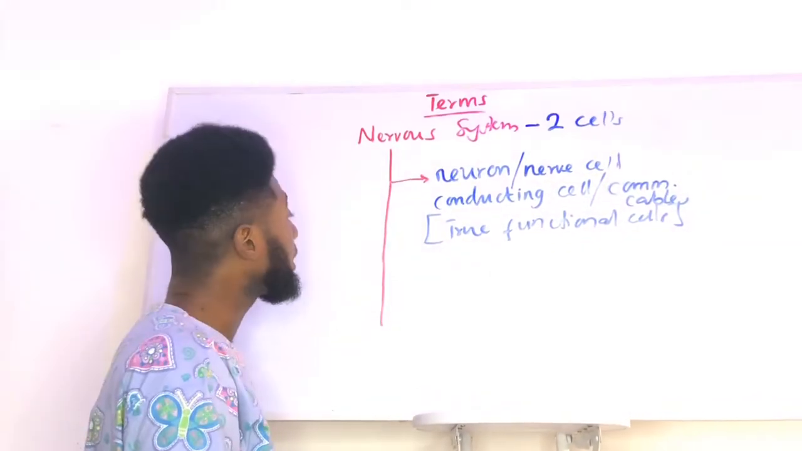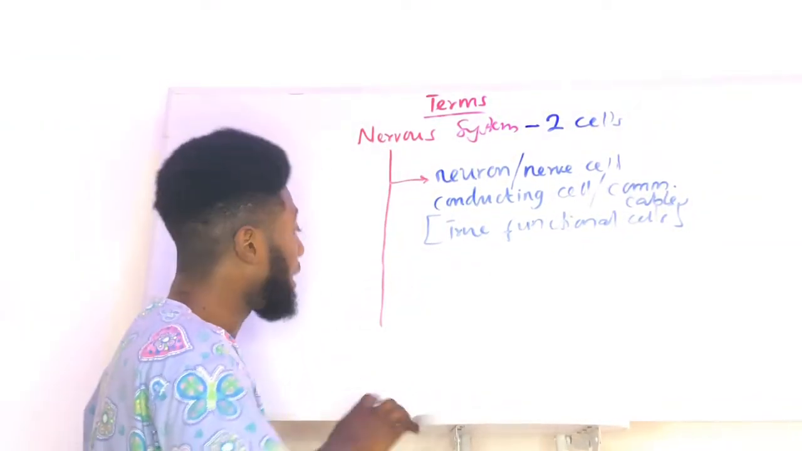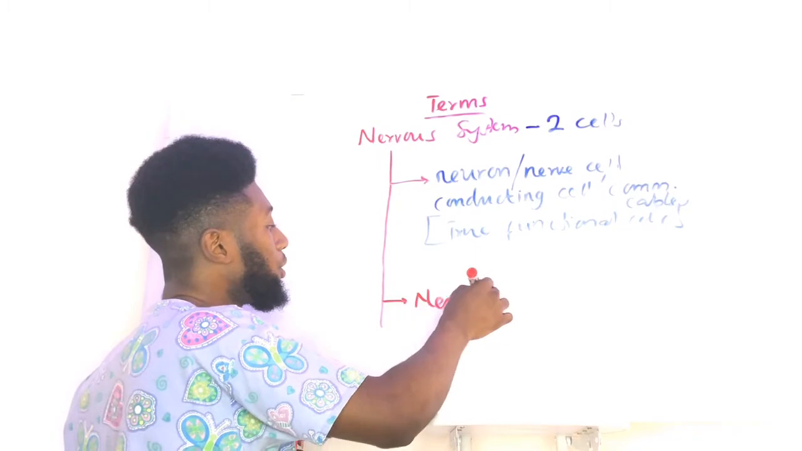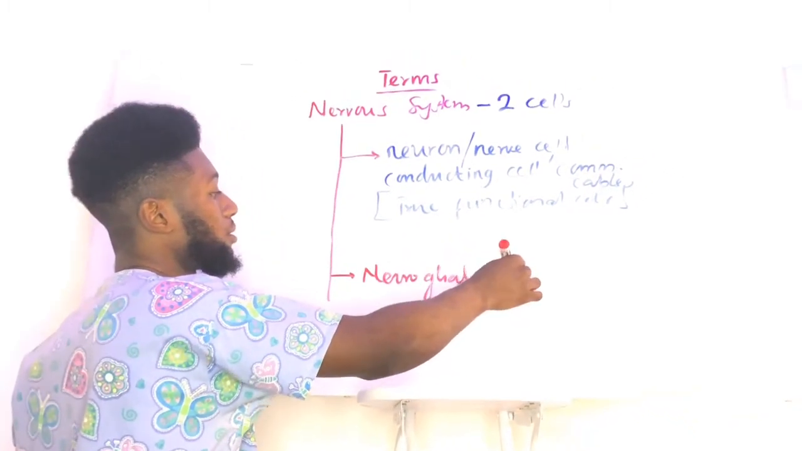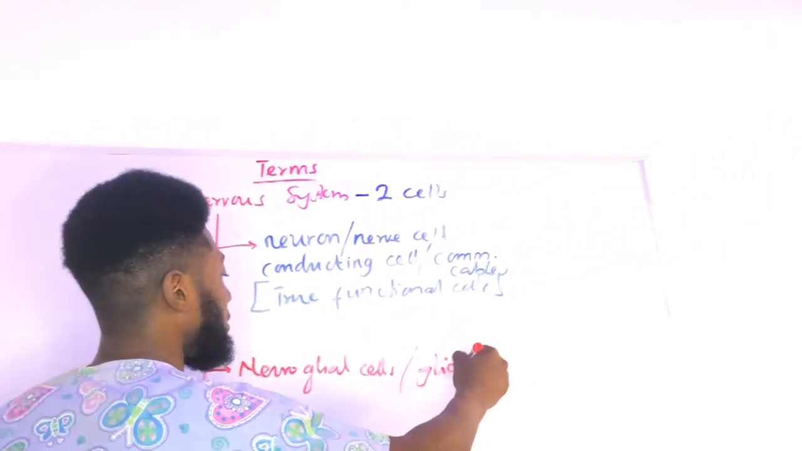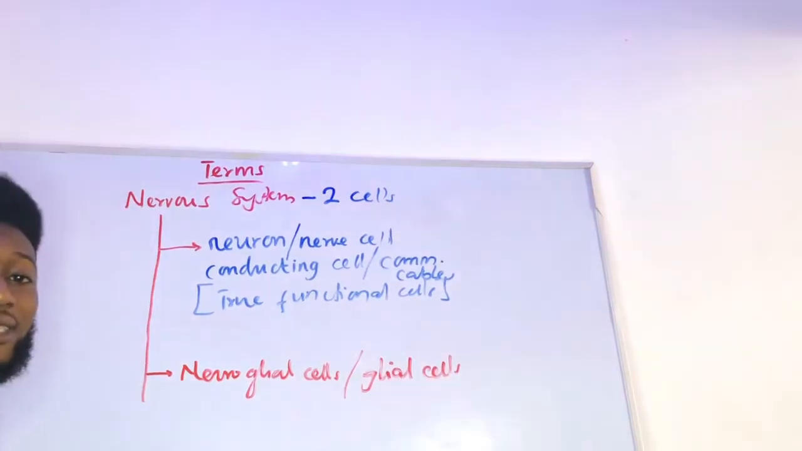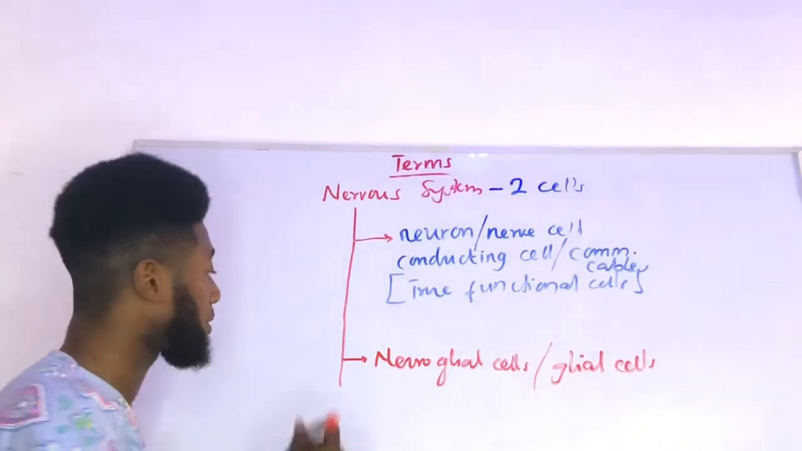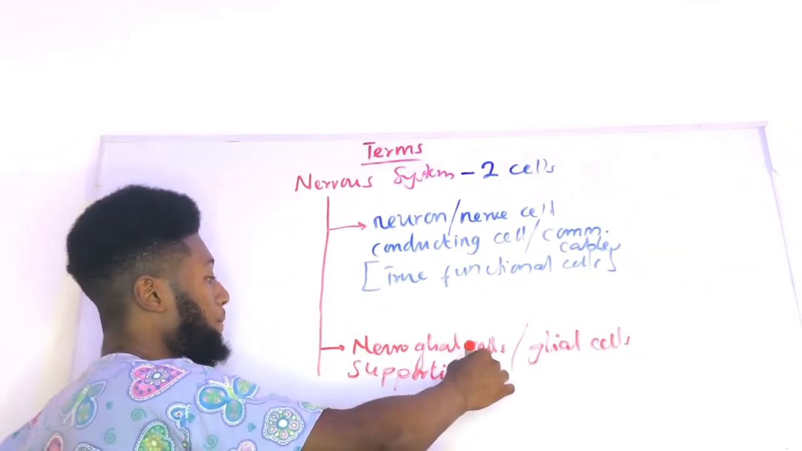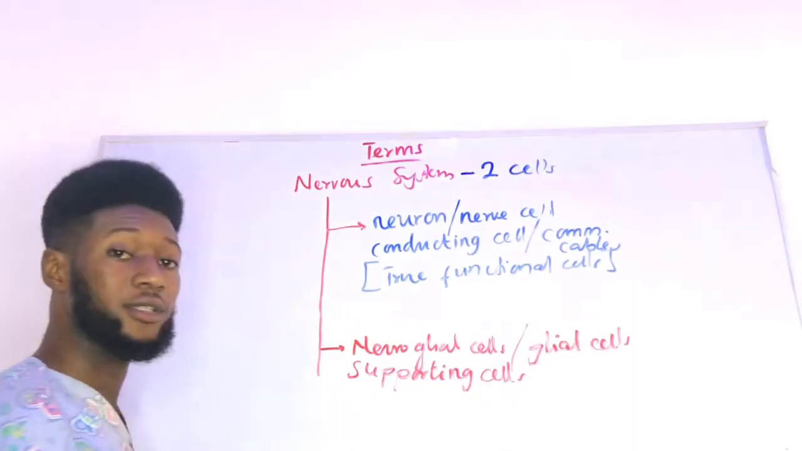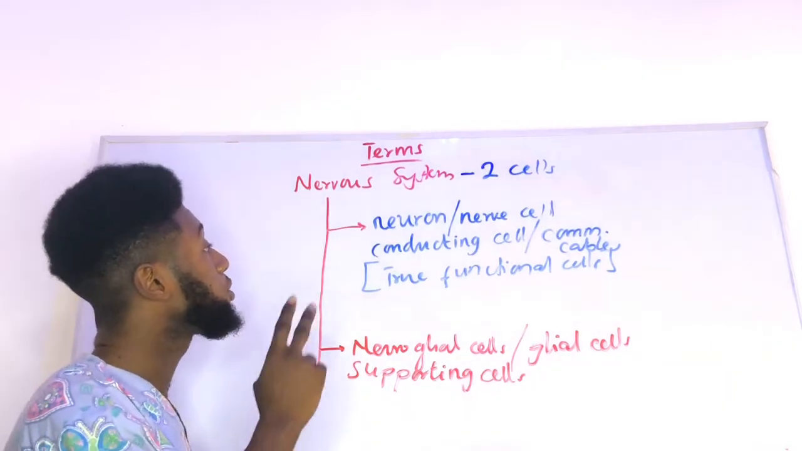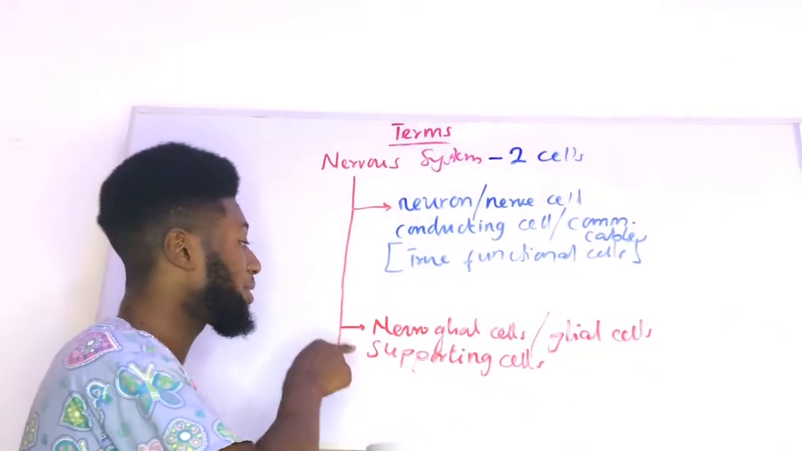The other type of cell is the glial cell or the neuroglia, the neuroglial cells. Neuroglial cells and glial cells are the same thing. Glial cells are also the supporting cells, the same thing. Yes, we have two main types of cells. The first one is the neuron, and the second one is the glial cells.